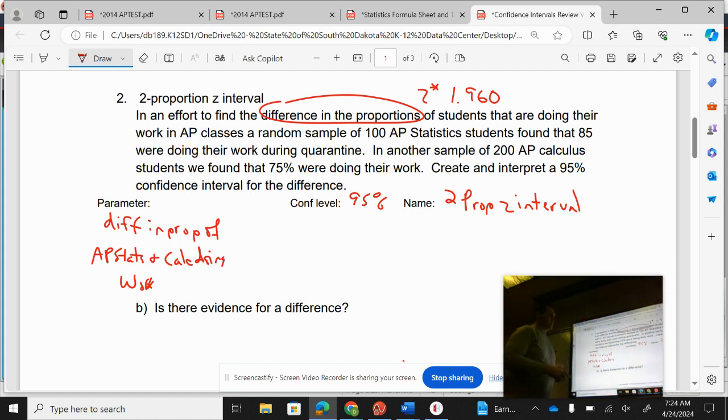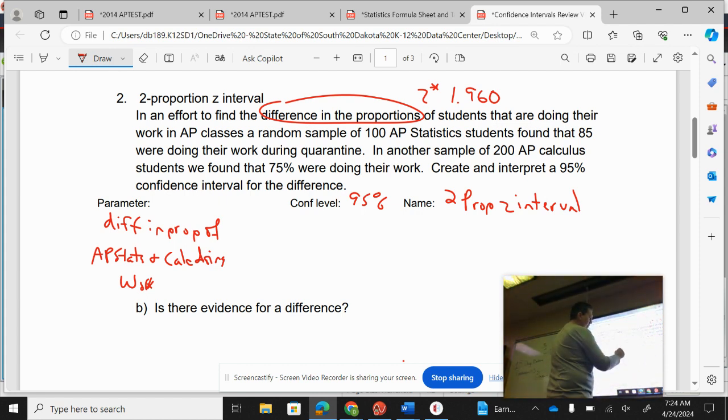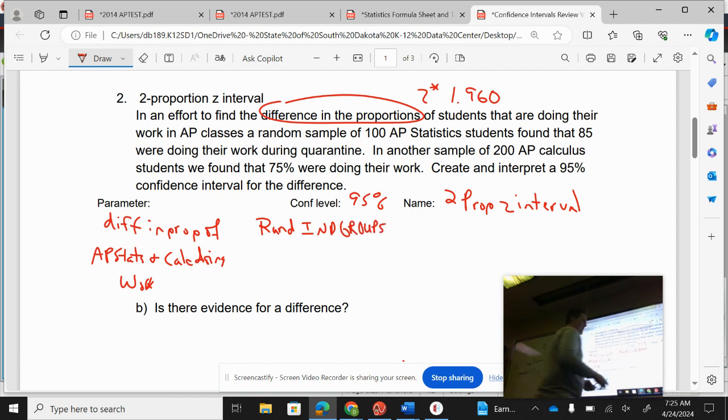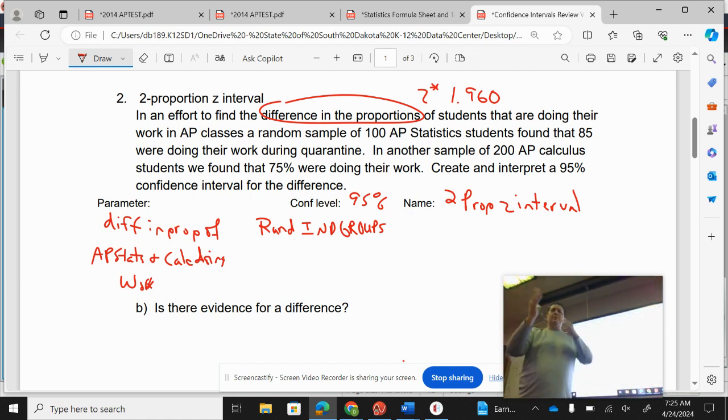What are our assumptions? Now you can go to that last page, but I'll be doing them here. So random independent groups. The way I have us do that is talk about the fact that there's plural, 2 groups, that they were both sampled randomly. There's independence within and between the groups and all that stuff.